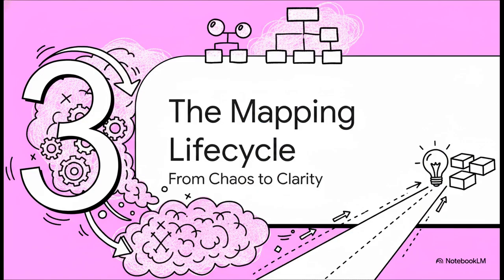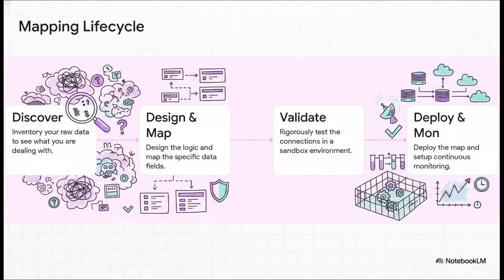Moving right along to section 3, the data mapping lifecycle. We need to go from chaos to clarity. So the crucial point here is knowing how to actually implement this process. It's not just some one-off technical chore. It is a highly strategic, repeatable framework. This lifecycle framework breaks the journey down into 4 main phases.